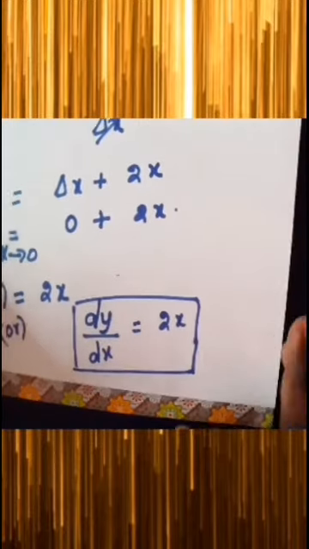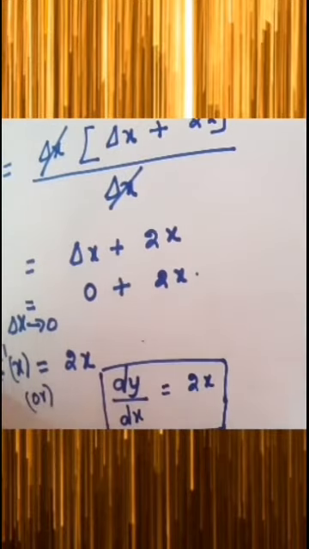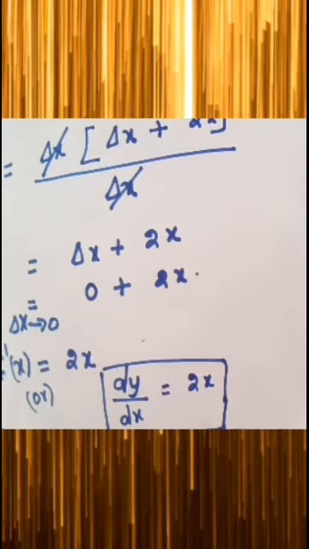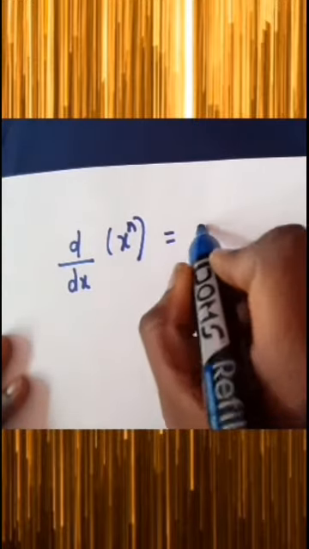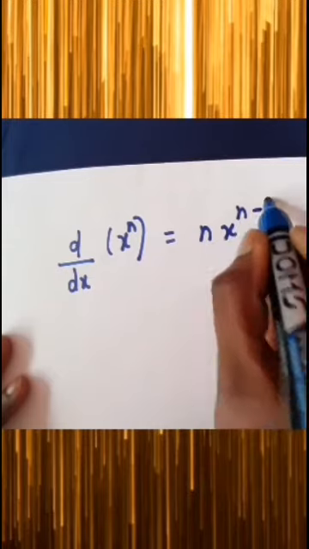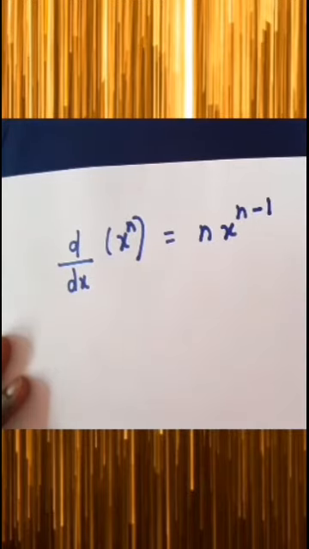That's why the mathematicians have written the formula. The basic power rule of differentiation is a very important rule you have to remember. If you know the power rule, the others are going to be very easy. Differentiation of x to the power n is equal to n times x to the power n minus 1.